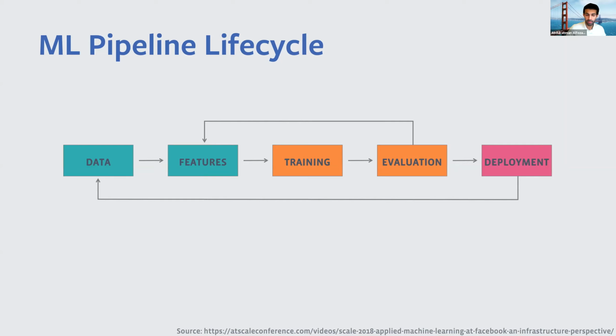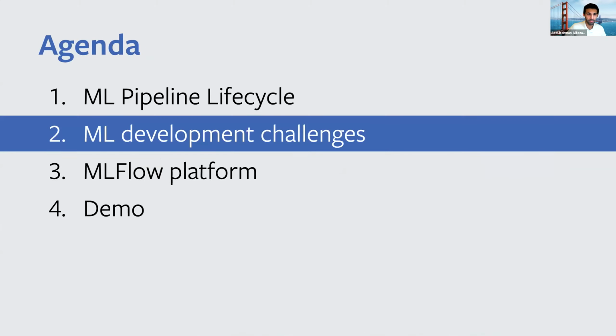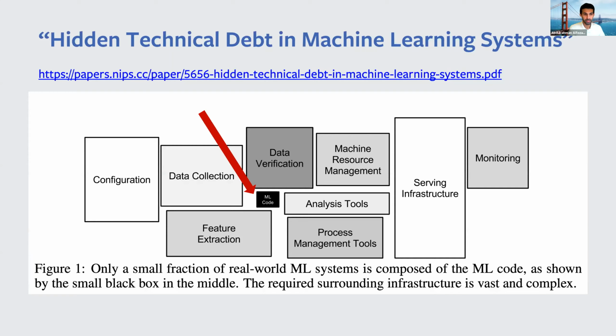Now that we got an overview of what a life cycle looks like from a high level, let's look into a few machine learning development challenges that people face at a personal level. So first, well, this chart may be a bit overwhelming, but this diagram came from a paper called Hidden Technical Debt in Machine Learning Systems, published in the NeurIPS conference by a team of Google engineers. What I want to highlight here is the middle section.